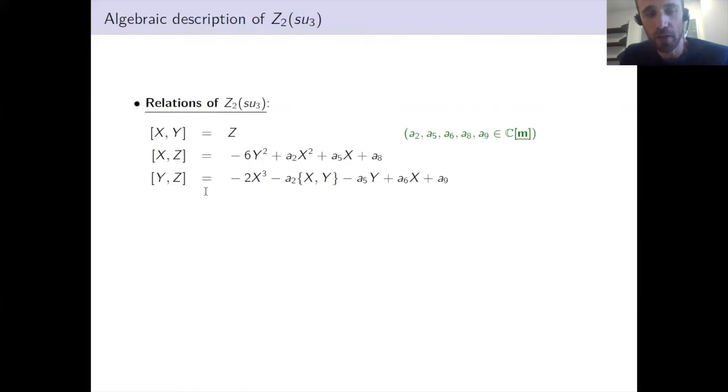So we can write these commutators in terms of X and Y. And it looks quite similar. Let me just point out that it's similar except that we have some cubic term here. So it's actually a completely different realm of algebras. We are leaving the world of quadratic algebra and entering the world of cubic algebra. It looks like a small difference, but it's actually not.